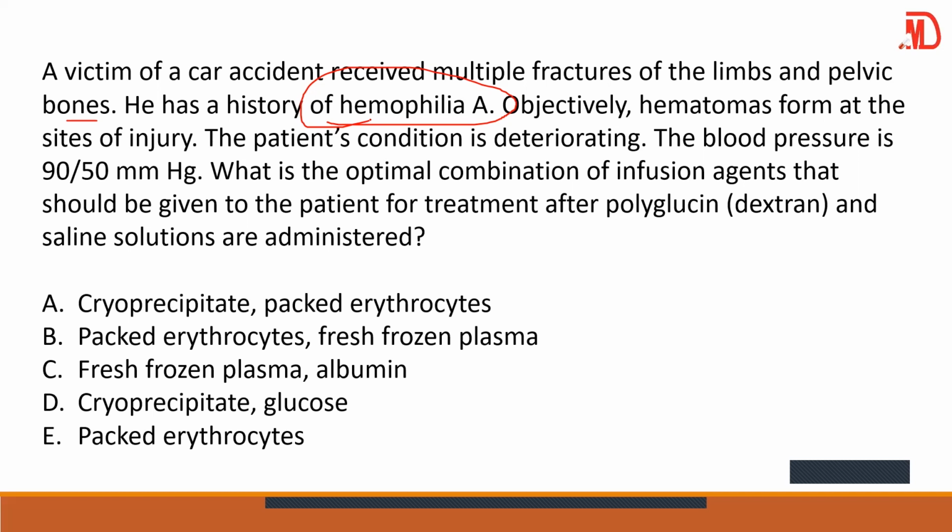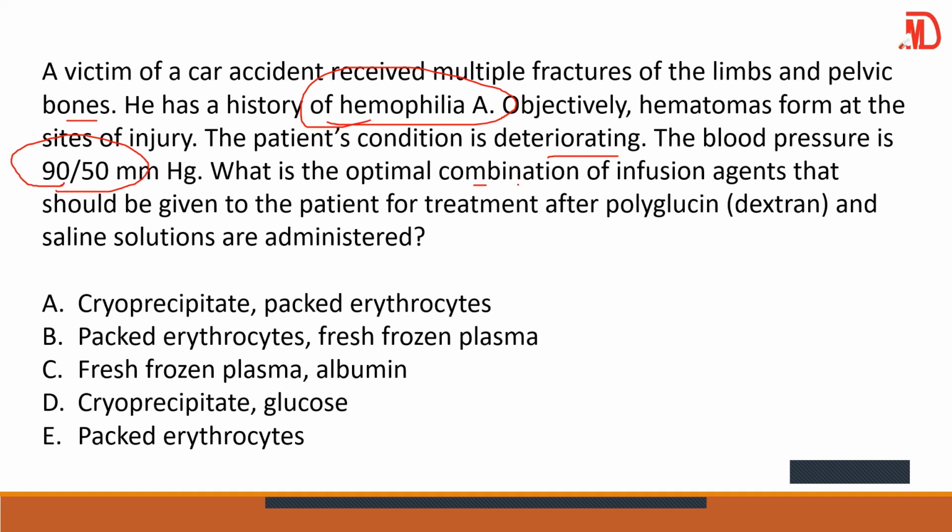And I've said a countless number of times that to treat hemophilia, you are looking at what? Fresh frozen plasma or cryoprecipitate. That is what always comes to your mind. Well, objectively, hematomas form at the site of injury. The patient's condition is deteriorating. The blood pressure is 90/50. That means the patient is going into shock because of the bleeding or the hematomas that are being formed.